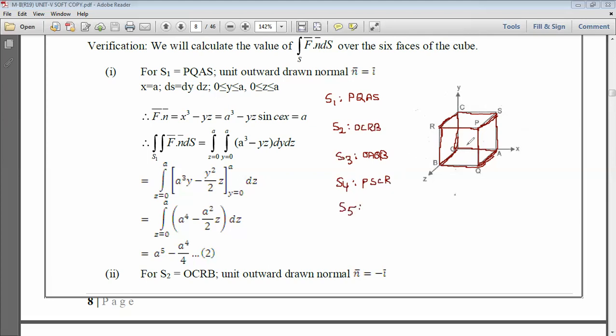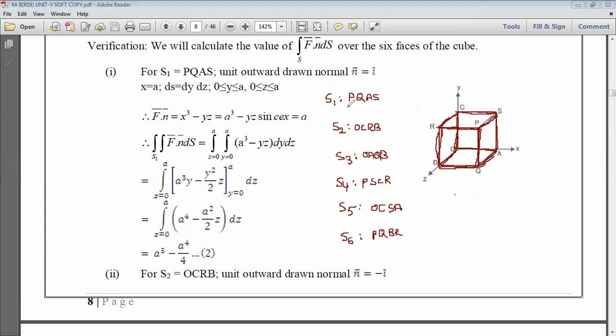So what about S5? Here it is simply OC, OCSA. This is the fifth face. Okay, this is another face. And the next face, the sixth face, is nothing but PQBR. This is the sixth face. So those are the total six faces.